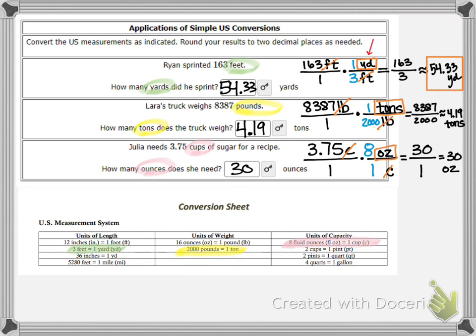Okay, so I just showed you 3 different examples. Notice how in the first 2 examples, we actually wound up dividing for our last step. But in the third example, all we had to do was multiply because 30 over 1 was still 30.